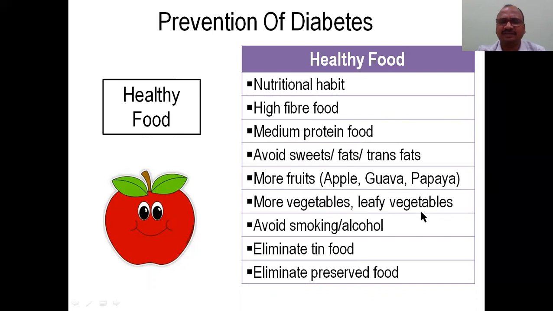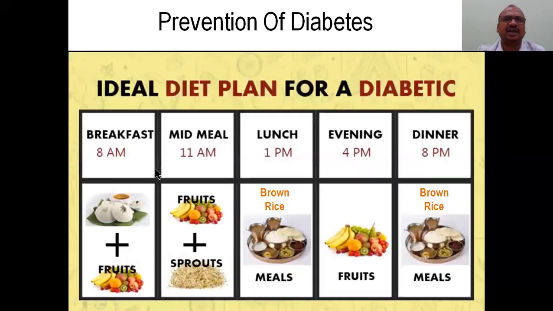More vegetables, leafy vegetables. Avoid smoking and alcohol. Eliminate tinned or canned food. Eliminate preserved food. This is a complete diet plan for prevention of diabetes. Breakfast, what you have to take? Idli, only two idli, not four, five, six. Fruits compulsory. Even if you miss the idli, nothing will happen, but don't miss this. And a mid meal at 11 a.m.